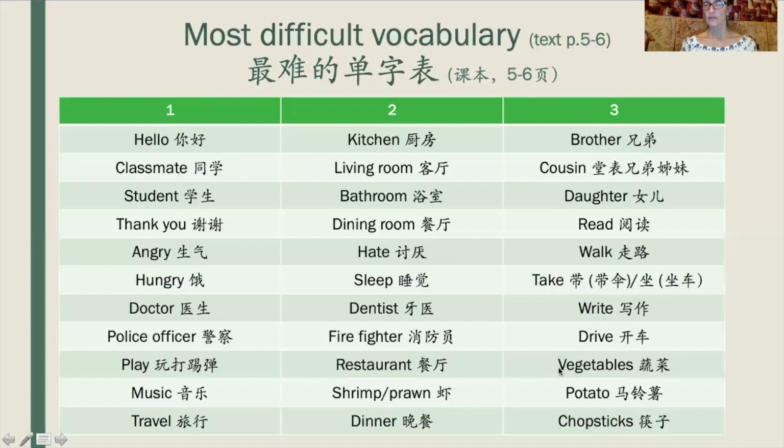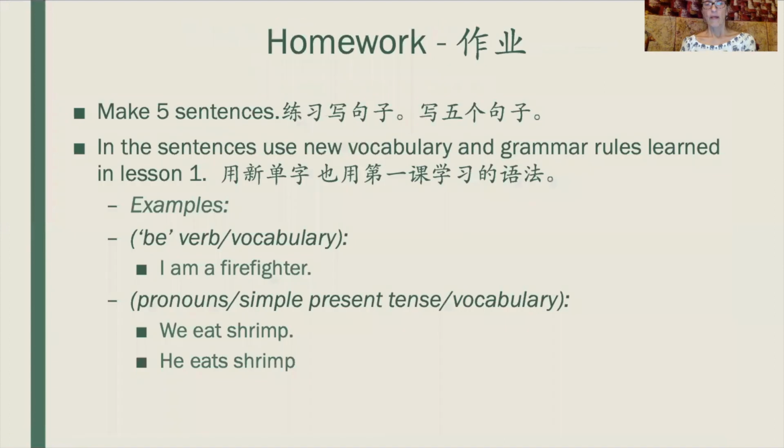Vegetables. Music. Shrimp. Prawn. Potato. Travel. Dinner. Chopsticks. Right.